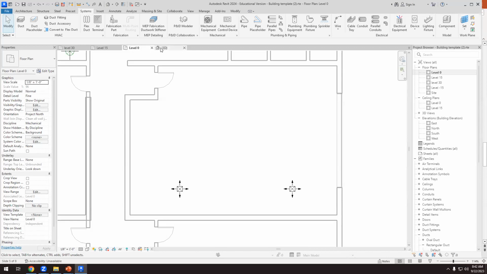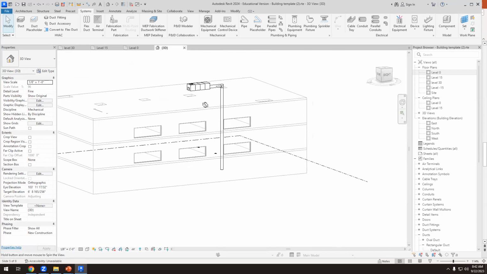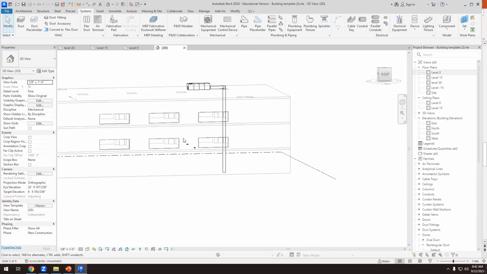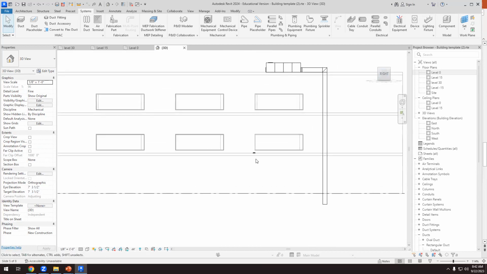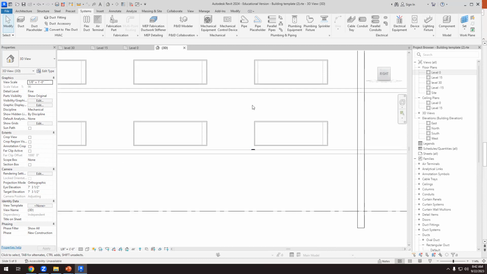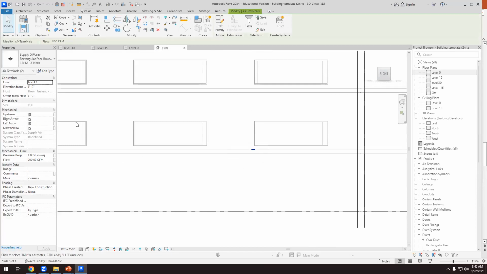Now, if we look at the 3D view, they are on the floor. By default, when we place the diffuser it's on the floor. We have to change that elevation up. The minimum distance from the floor to anything is 10, so I think we used 11 last time. So change the elevation to 11 feet. And now they are in the right position.